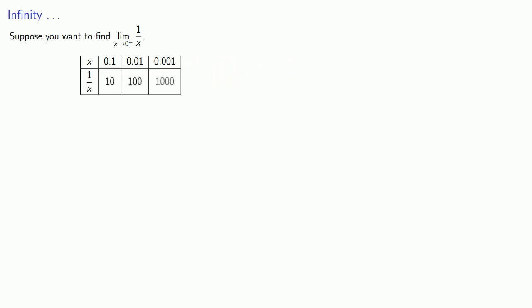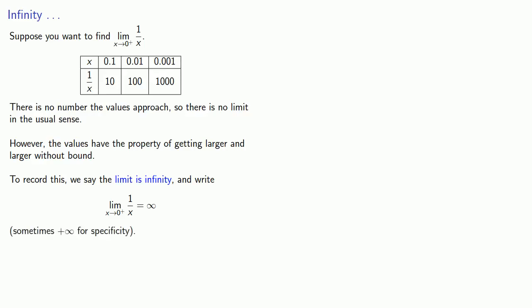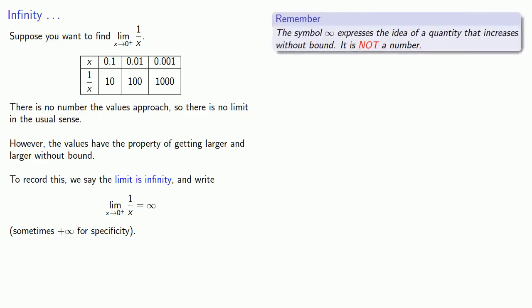Now there is no number that these values approach, so there is no limit in the usual sense. However, these values have the property of getting larger and larger without bound. To record this observation, we say that the limit is infinity, and we record that using our infinity symbol. Sometimes we'll write this as plus infinity for specificity, because these are large positive numbers. And it is vitally important to remember that the symbol of infinity expresses the idea of a quantity that increases without bound. It is not a number.